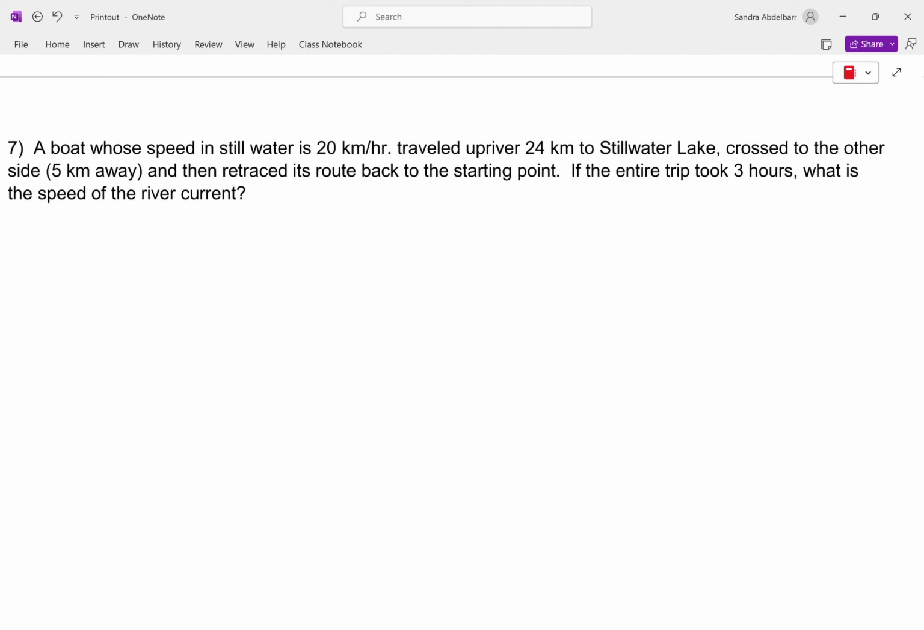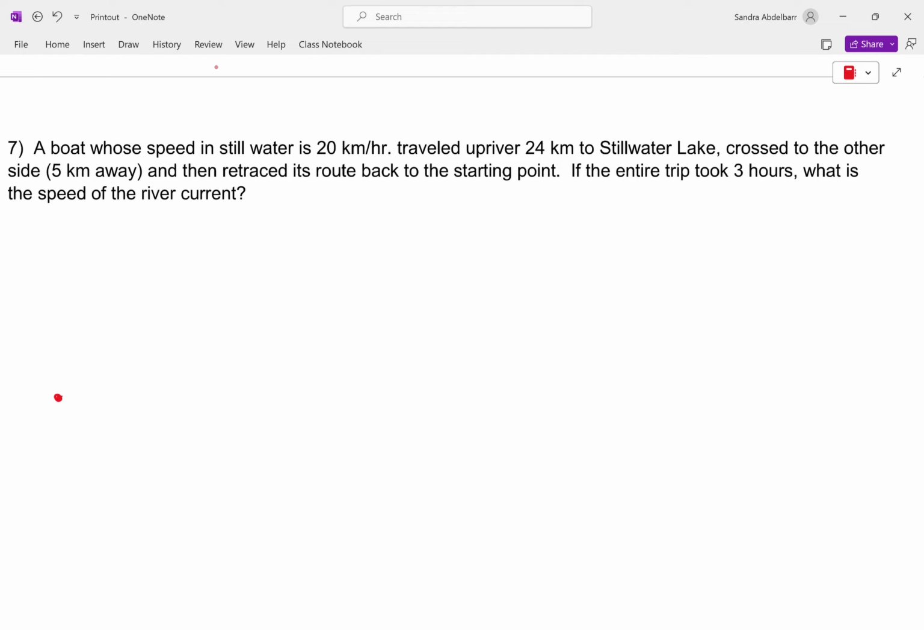All right, last one. There's a lot going on in this last one. A boat whose speed in still water is 20 kilometers per hour, so that's the still water rate, traveled upriver 24 kilometers to a still water lake, crossed it to the other side 5 kilometers away, then retraced its route back to the starting point. If the entire trip took 3 hours, what is the speed of the river current?